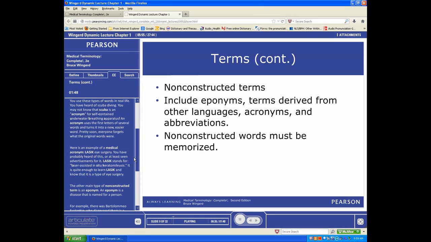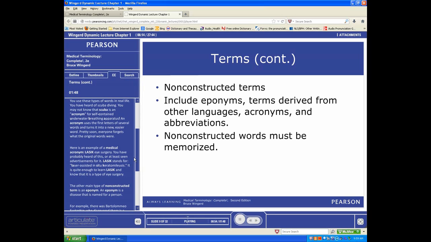Here is an example of a medical acronym: LASIK eye surgery. You've probably heard of this, or at least seen advertisements for it. LASIK stands for Laser-Assisted In Situ Keratomileusis. It is quite enough to learn LASIK and know that it's a type of eye surgery.